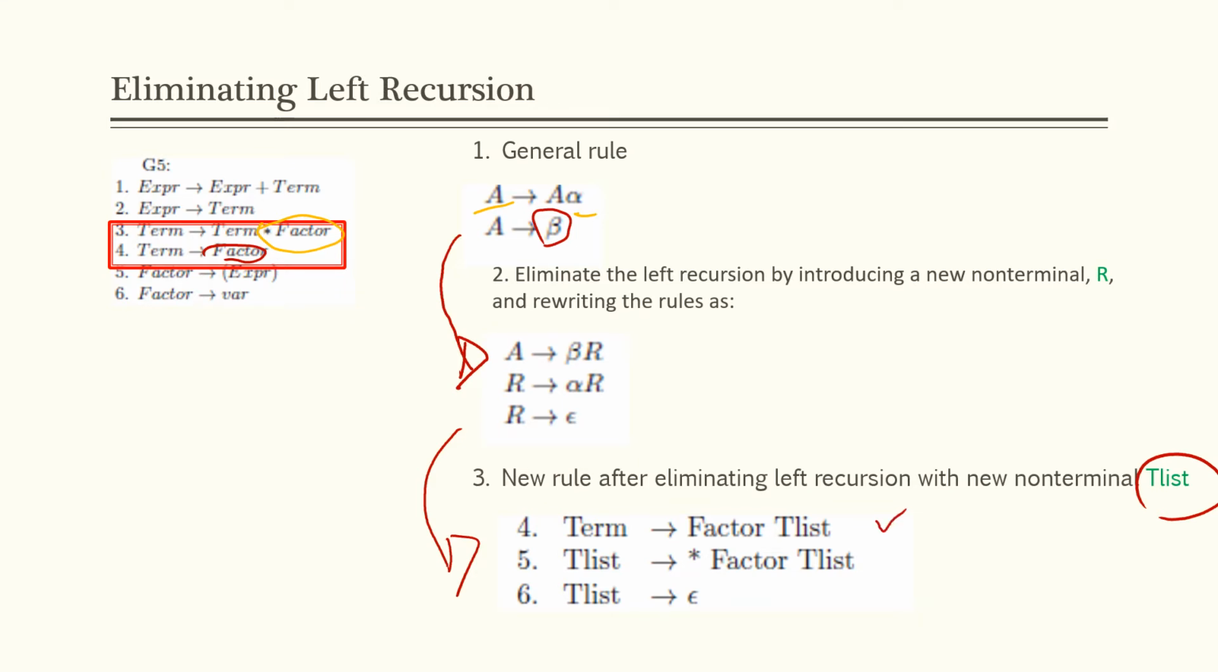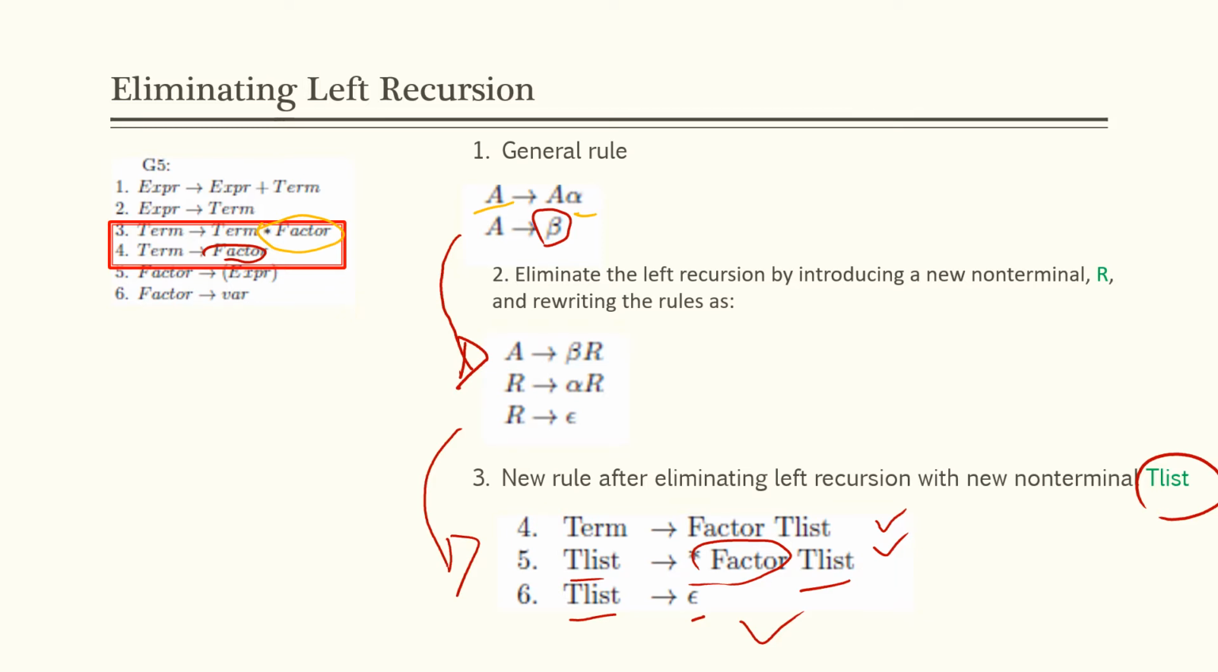Second one, R goes to alpha R. So R actually is T-list, alpha actually is multiply factor, and R is T-list. The third one, R goes to epsilon. Now R actually is T-list, goes to epsilon. Okay, that is the steps.